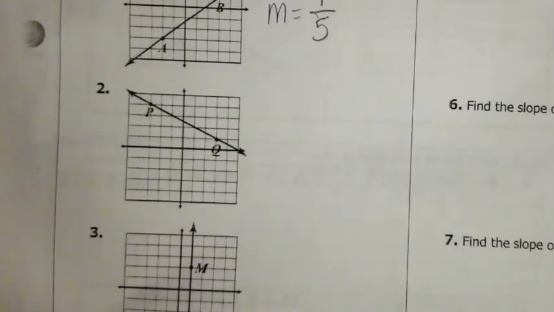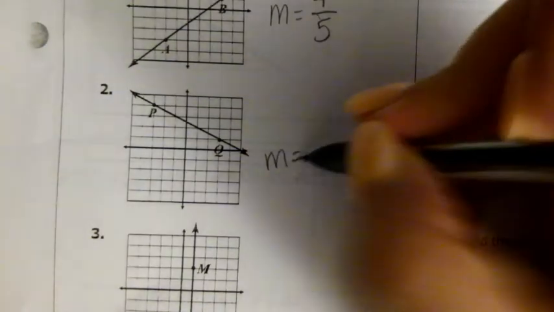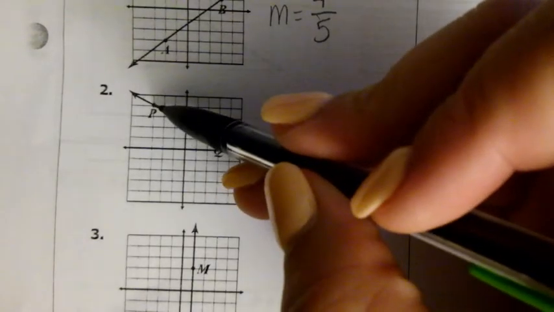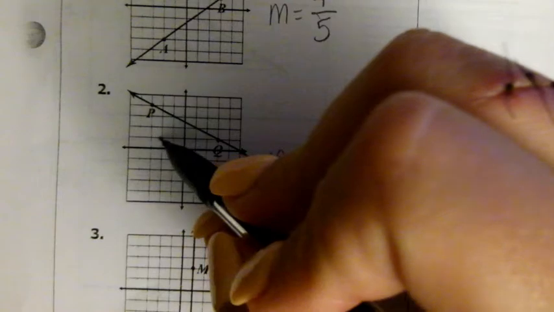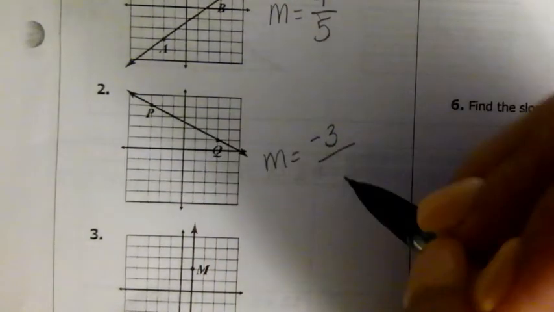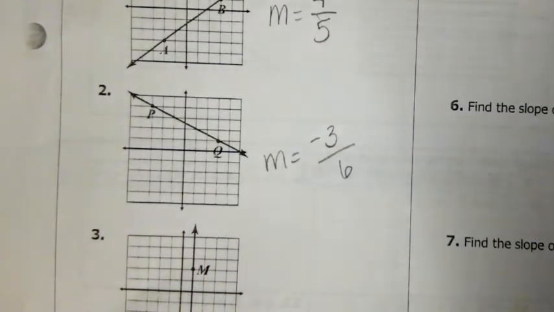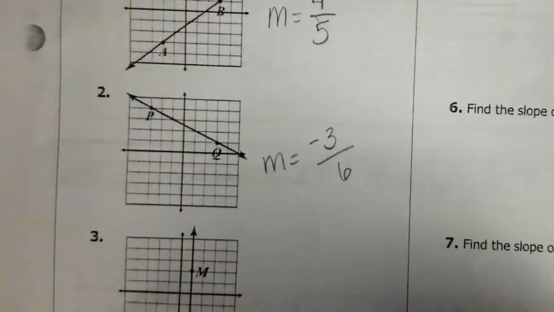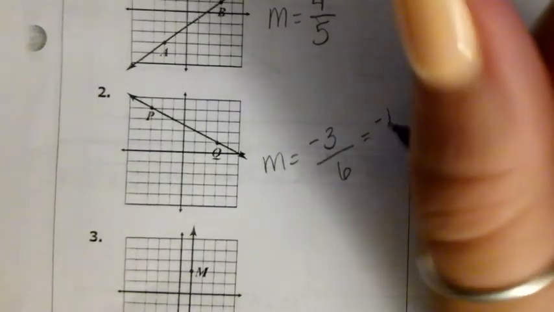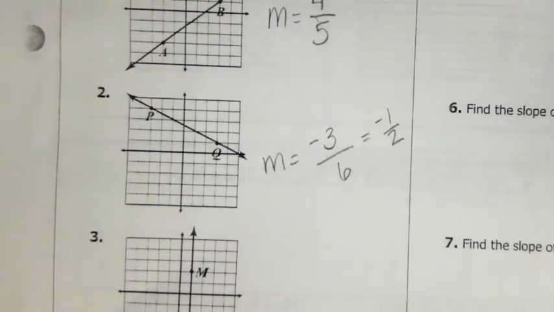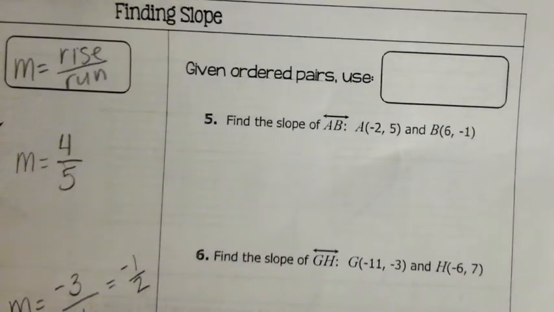All right, let's do number 2 together for a refresher. This is our slope. Let's start at P. We're going 1, 2, 3 down, so we went down 3. And if we go over 1, 2, 3, 4, 5, 6, we went over 6 in the positive direction, so this is a positive 6. Negative 3 over 6 reduces to negative 1/2. Finish these two because I am going over here. If you need to stop the video, that's absolutely fine.